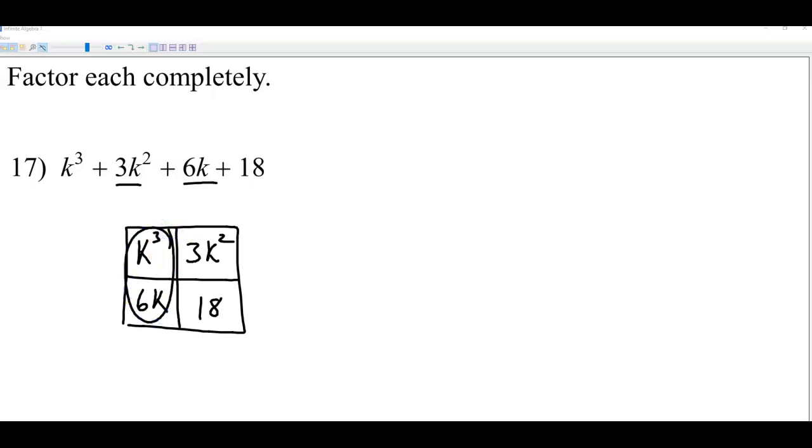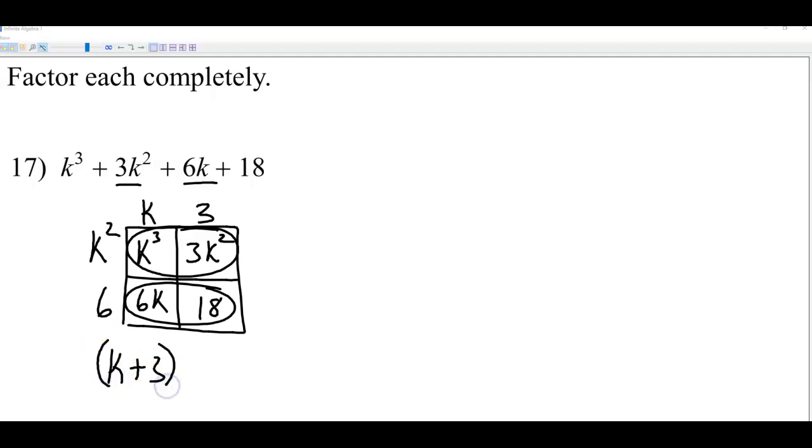They both have a k in common, so I would factor a k out of there. Then you look at what these have in common, and you factor that out. In this case, they could both be divided by 3. And then we do the same thing horizontally. Here I can take a k squared out of those 2, and here I can take a 6 out of those 2. In the end, we have our answer: k plus 3 from the top, and k squared plus 6 from down the side there.